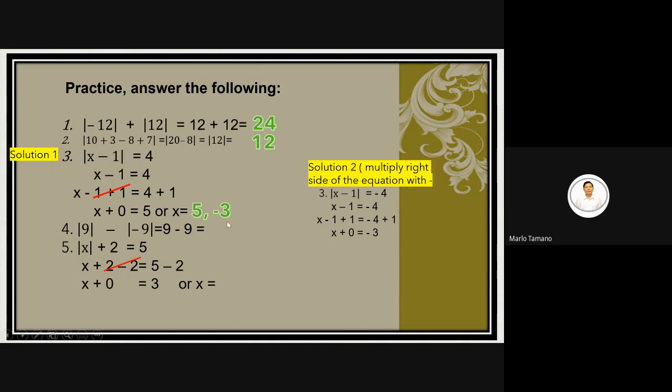Ito naman po, kapag pinalitan natin yung x ng negative 3 minus 1. So, since pareho po silang negative, magiging negative 4 po yung nasa absolute. So, the absolute value of negative 4 is 4. Equal pa rin po sila ng 4. Okay? Naintindihan?